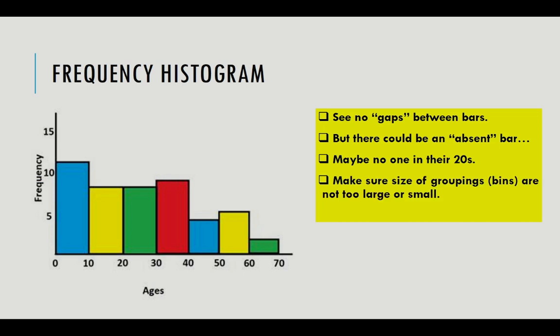We need to make sure that the size of the groupings, again called bins, are not too large or too small. In this example, with groupings based on an interval of 10 years, it's very readable, right? So it's important when we think about our groupings or bins and how wide or narrow they are, that we can see the pattern. That's going to be important.